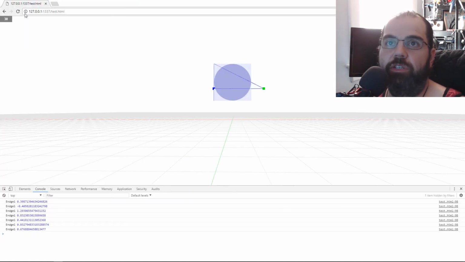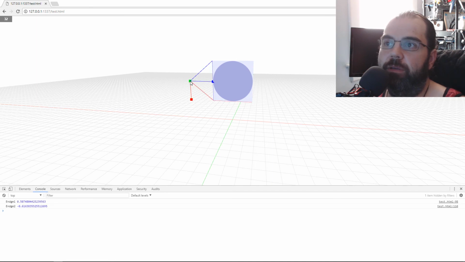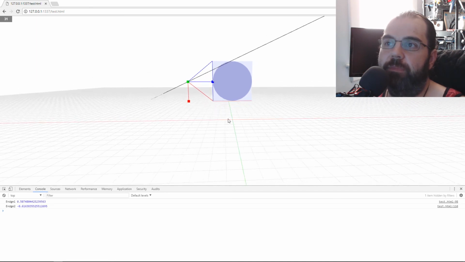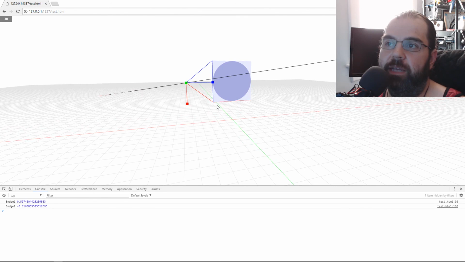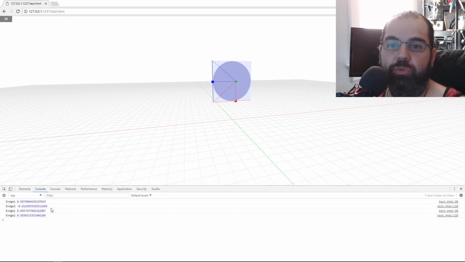So if I refresh, now you see the second test is in red and the first test is in blue. The first test is successful; it's between 0 and 1. The second edge test is outside the edge, a negative 0.6, so that means it's failed. It's not in it. If I click inside, now it's within those two ranges, and the values indicate half and half, and that's positive.